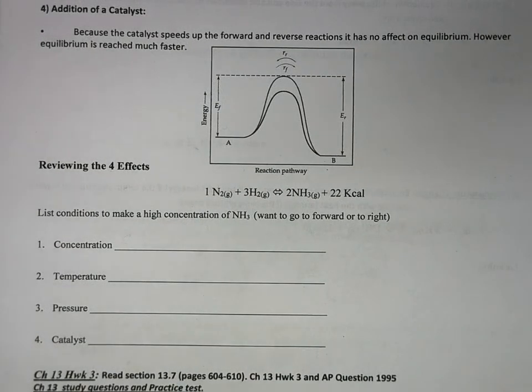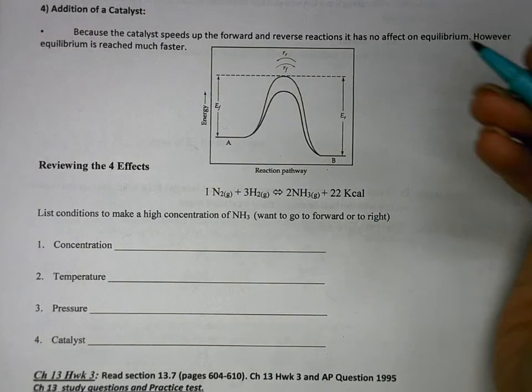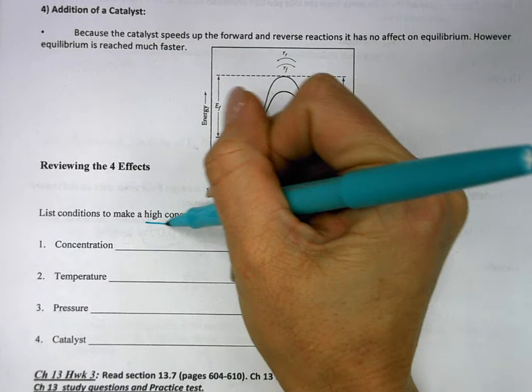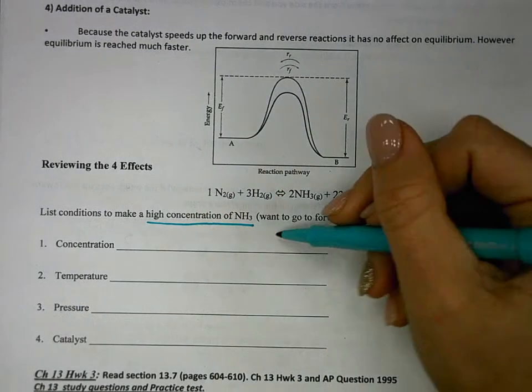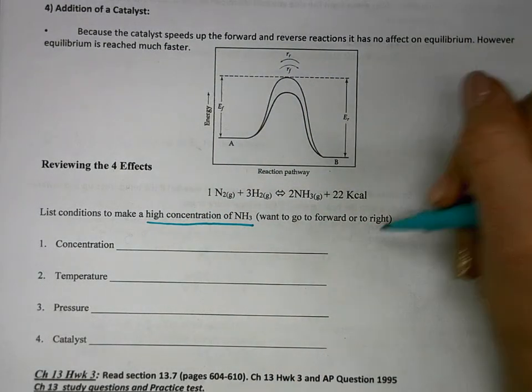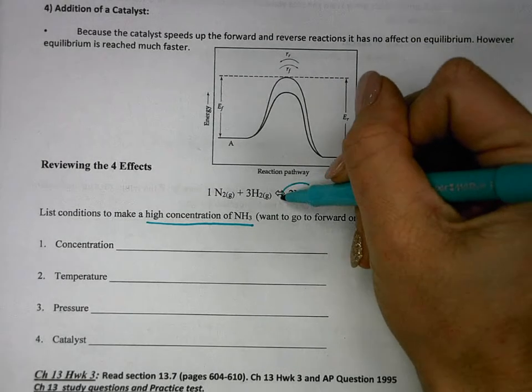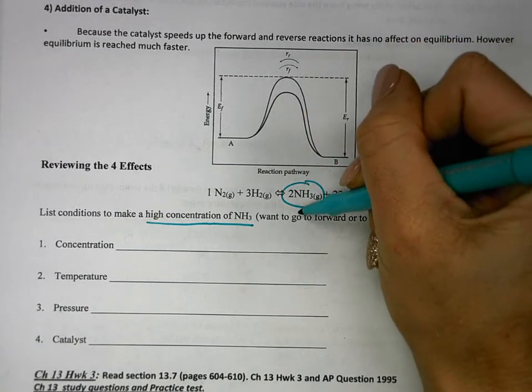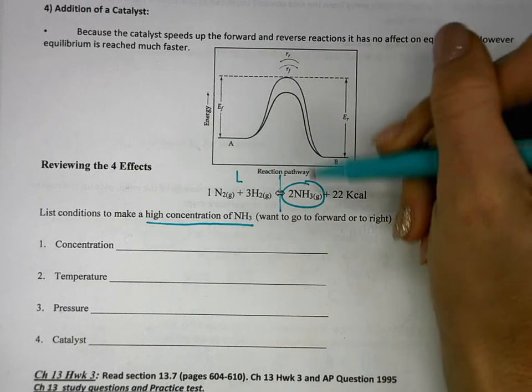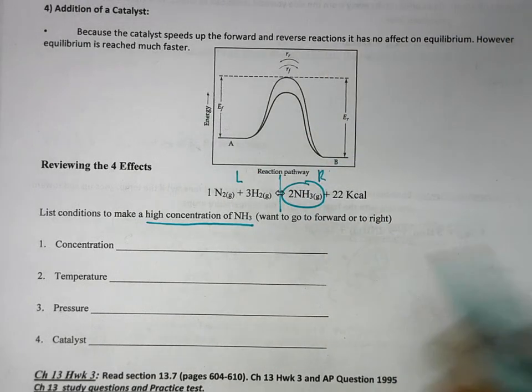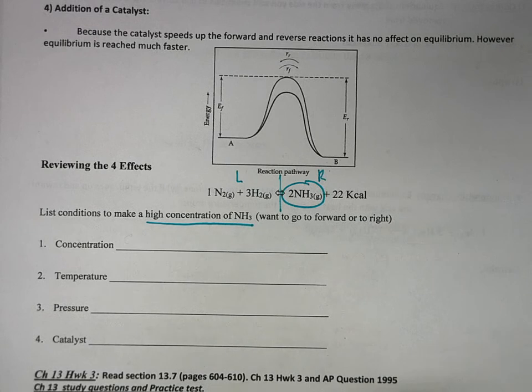All right, so this was the last part, kind of reviewing all of the things that we talked about today, the factors that affect reactions at equilibrium. So we're going to look at this last example in your notes. List conditions to make a high concentration of NH3. Then it says we want to go forward or to the right. Why? Because NH3 is on the right side of the equation. All right, here's our left side, our reactants, our products are on the right. So we want the product to shift right. And all of the things that we're looking at, that's going to be our goal. What can we do to the reaction to shift right?